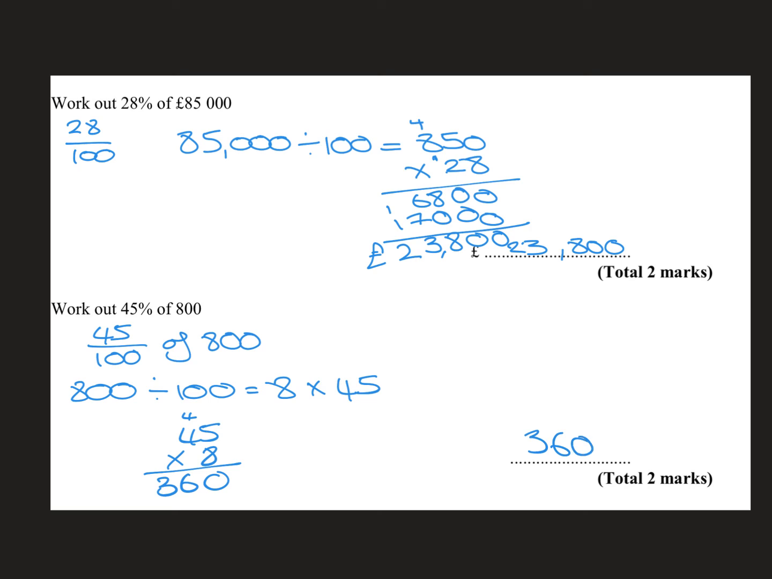And again, think about your answer. 45% is almost half. It's almost 50%. So the answer should be just under halfway. So 800, half of that would be 400. So this is just under that. So that makes total sense as an answer. So remember, you can always have a wee think about your answer. Does this make sense? Would this be accurate? If it's above the amount that you started off with, then clearly there's a mistake. So just think carefully about your answer and whether it makes sense.